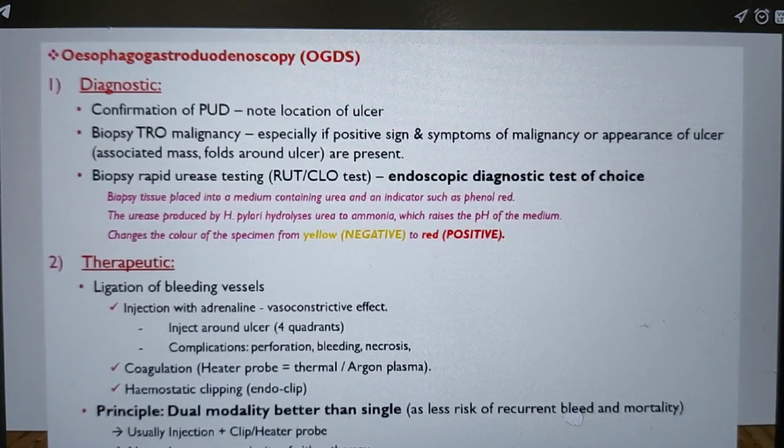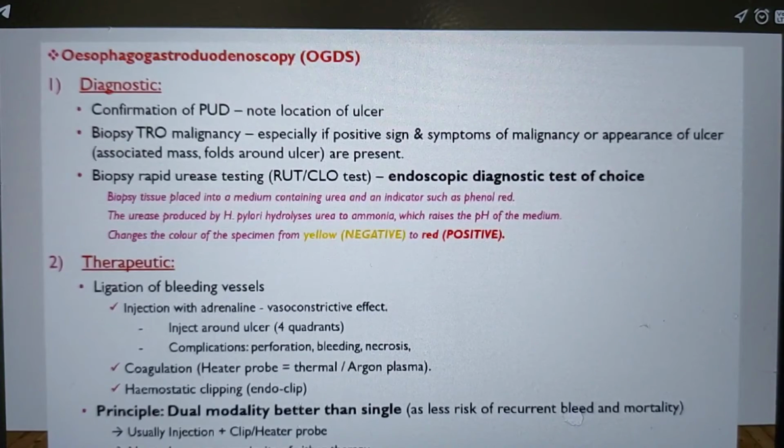Then also we can do coagulation with thermal or plasma, and also we can do hemostatic clipping. You know that dual modality is better than single, so usually we will do injection with clip or either heater probe, and there's no study proving superiority of either therapy.